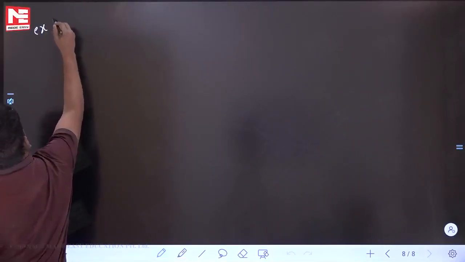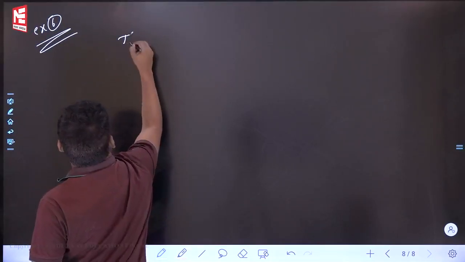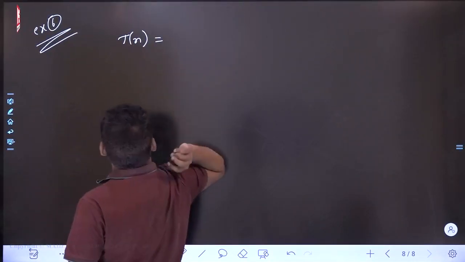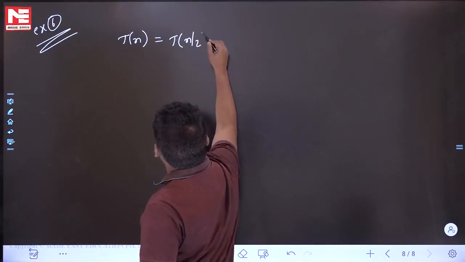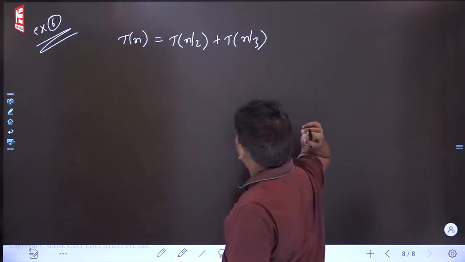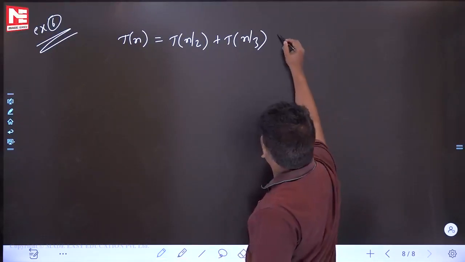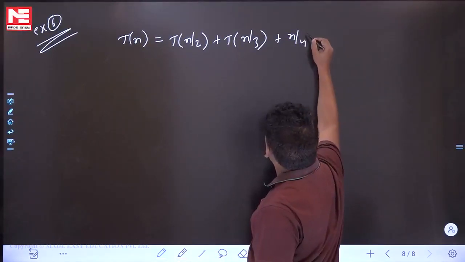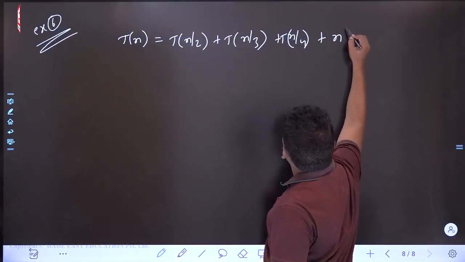Example 6. Let's see this also. Tn is equal to T(n/2) plus T(n/3) plus T(n/4) plus n squared.